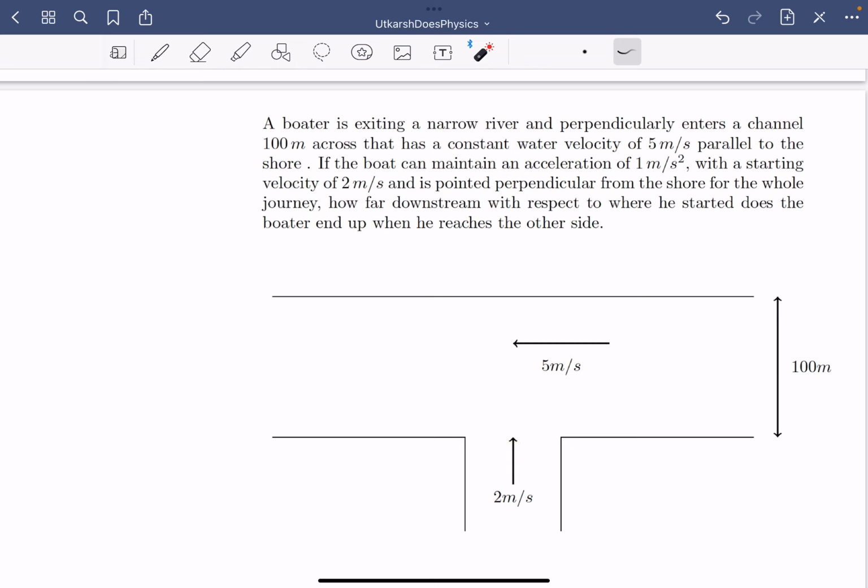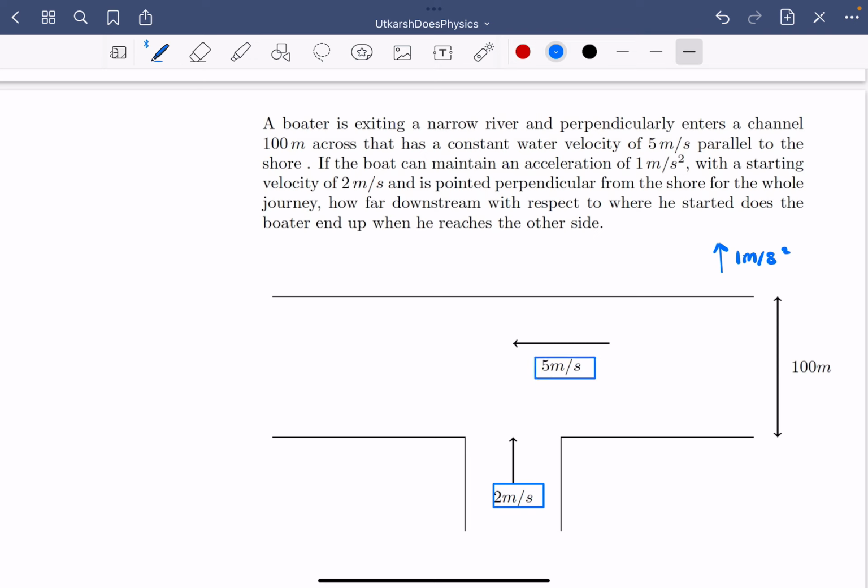And basically what happens is that they give us that the boat is accelerating forward at 1 meters per second squared. And they also tell us that the speed of the boat initially is 2 meters per second. And the current of the river is 5 meters per second.